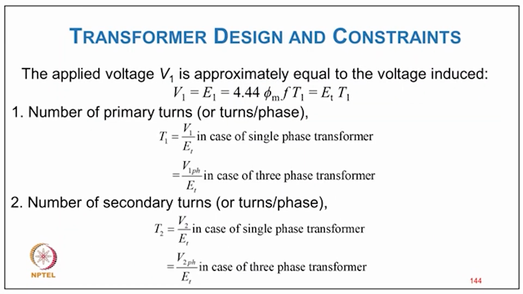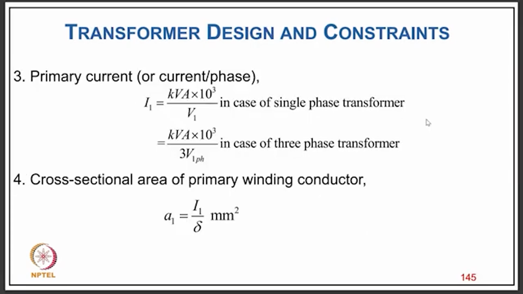And you are able to get more output. So now coming to the applied voltage V1, which is approximately equal to the voltage induced in the primary. V1 equal to approximately E1 equal to 4.44 f phi m T1, that is ET into T1. So number of primary turns you can find out, T1 will be equal to V1 upon ET in case of single phase transformer, V1 phase upon ET in case of three phase transformer. Number of secondary turns will be T2 equal to V2 upon ET in case of single phase transformer, V2 phase upon ET in case of three phase transformer. So primary current will be your current per phase, that is I1 equal to kVA into 10 to the power 3 divided by V1 in case of single phase transformer, or kVA into 10 to the power 3 divided by 3 V1 phase in case of three phase transformer.